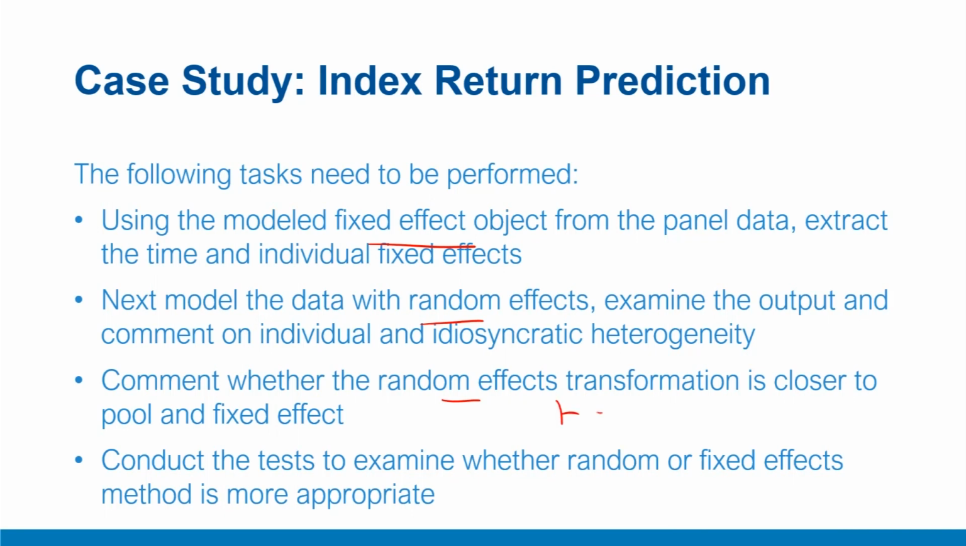If you recall, when lambda equals 1, then in that case it is closer to fixed, or lambda equals 0, then in that case it is closer to the pooled model. We'll also conduct tests such as Hausman test to examine whether random or fixed effect model is more appropriate.